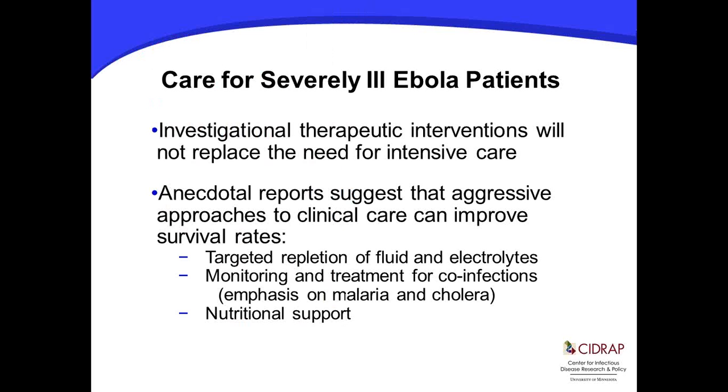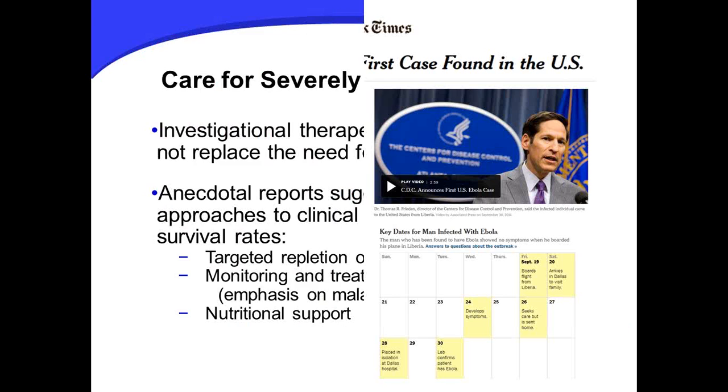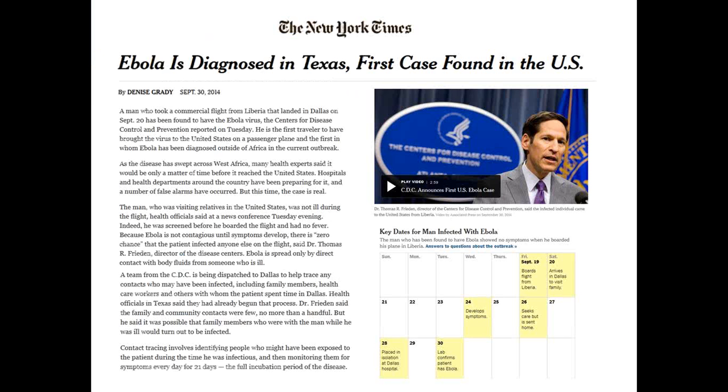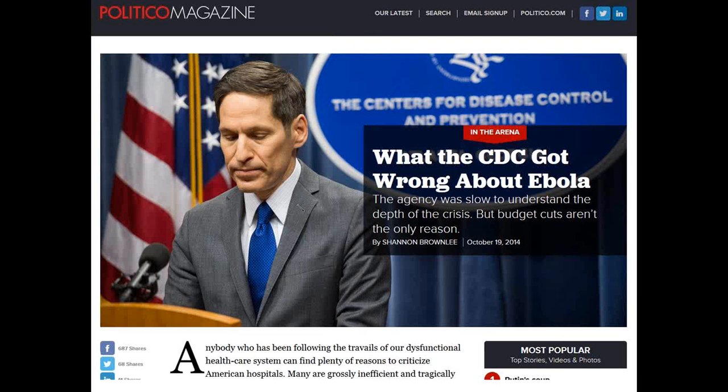These are from the cases here in the U.S.: targeted repletion of fluids and electrolytes, monitoring and treatment for co-infections, and even nutritional support. Let me just say that I won't go into this much beyond the fact that we all recognize and understand the challenges that we had when we had the first Ebola cases diagnosed in Texas and what that meant, both in terms of the public's understanding of what Ebola meant to this country, our messaging and how we approach that messaging, and also just how we protected our healthcare workers.